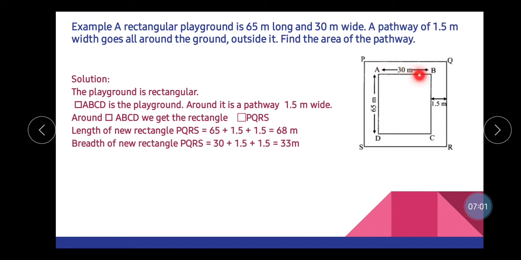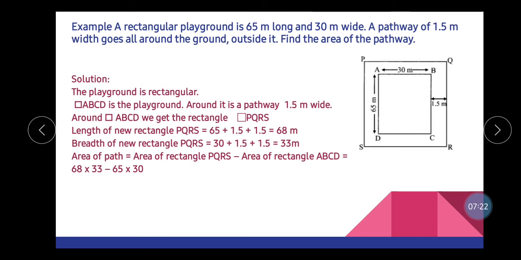Now the breadth, the old one, was 30 meter. As it is increasing by 1.5, we need to increase it. So 30 plus 1.5 plus 1.5 is equal to 33 meter. So the new breadth, PQ and SR, will be 33 meter. Now the area of path, this area we need to find. So we'll get it by area of rectangle PQRS minus area of rectangle ABCD. Area of rectangle PQRS, how can we find it, children? By multiplying length and breadth, that is 68 into 33.